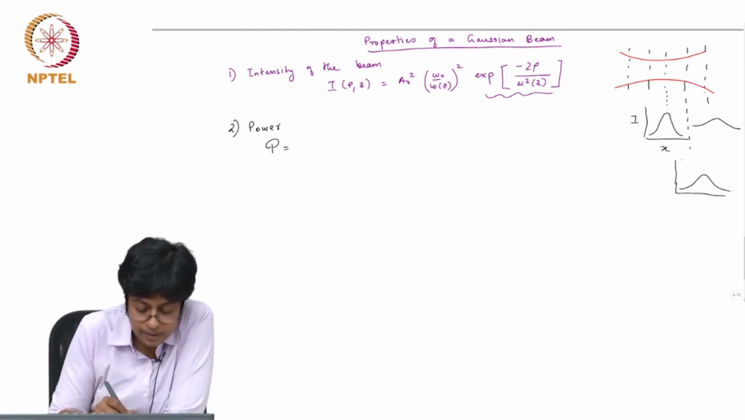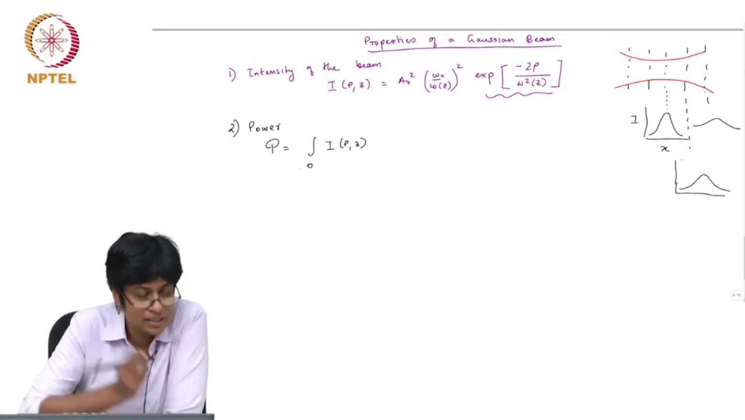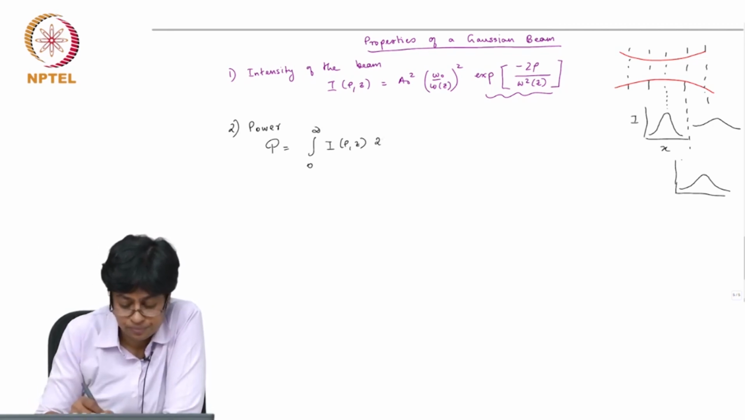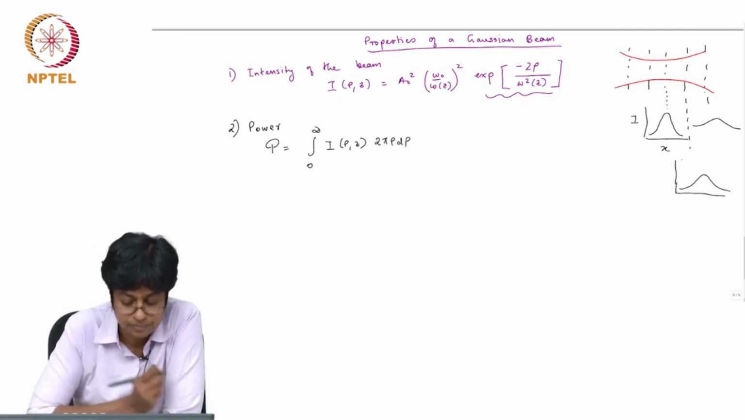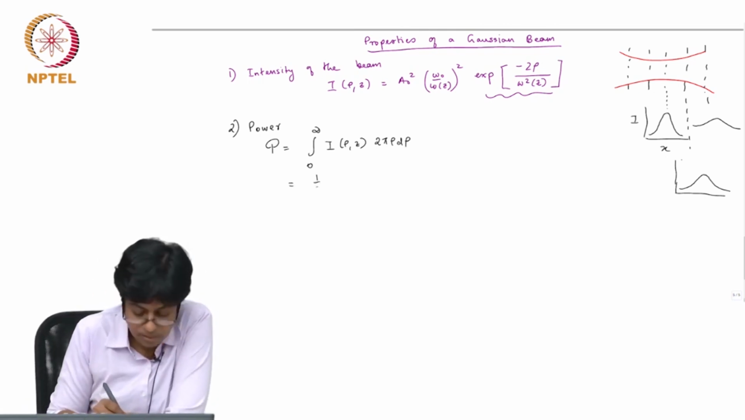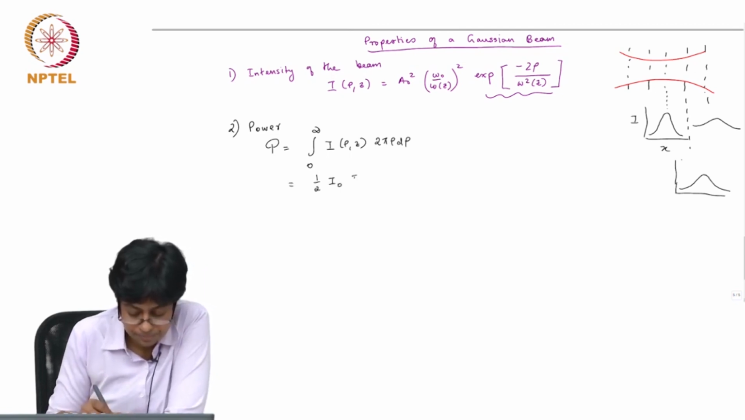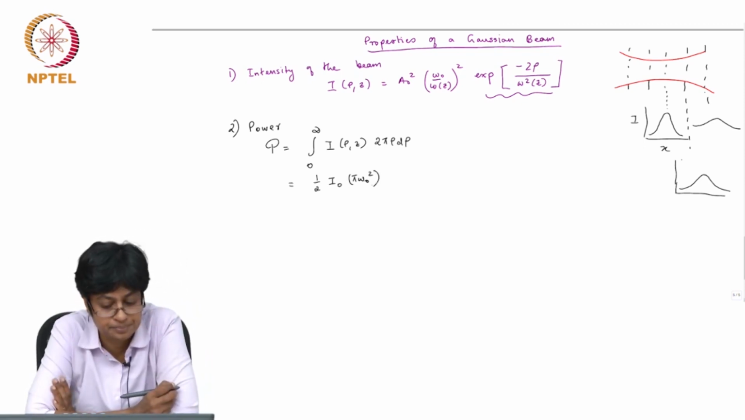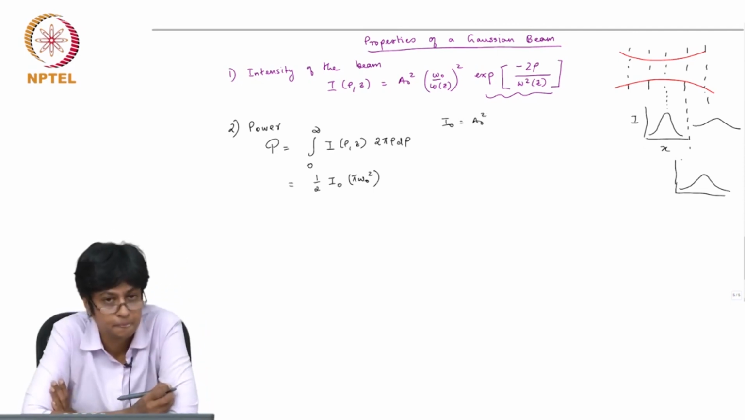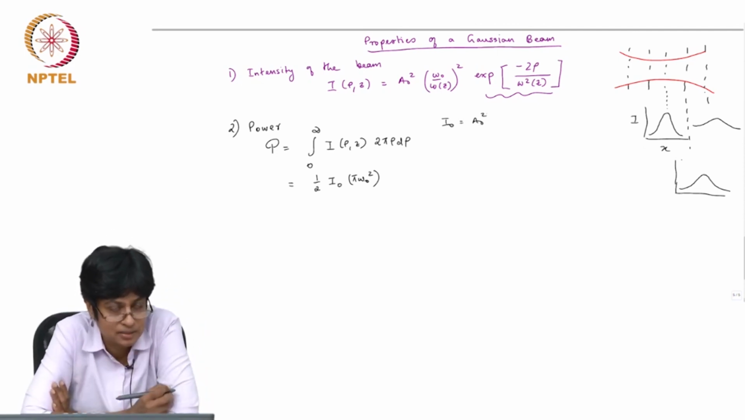And how would we arrive at the power? Well, we would integrate this intensity equation radially, from 0 to infinity, and if you do that, you will end up with this expression. Okay, I naught is nothing but this A naught squared. So it's the peak intensity.